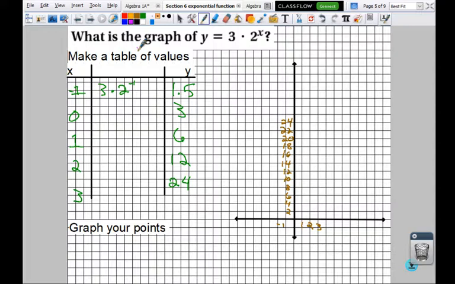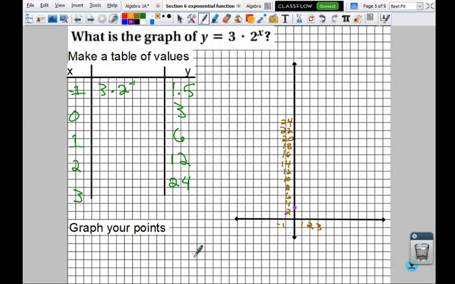Alright, so I've got my graph set up. I need to actually graph my points now. So I have -1, 1.5. So I'm going to go left 1, up to 1.5, which is going to be about right there. Then 0, 3. Remember, if you went by 1s, your graph is going to look a little different, just because I went by 2s, so mine's going to be smaller.